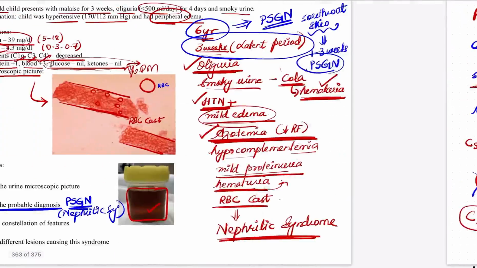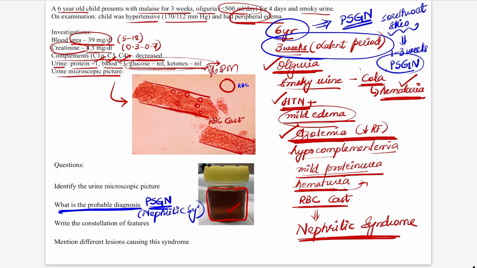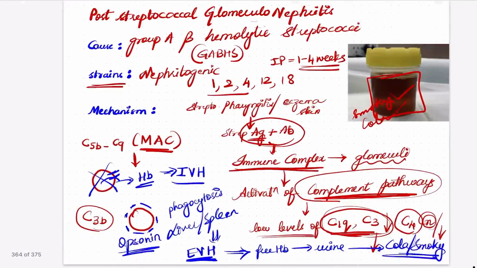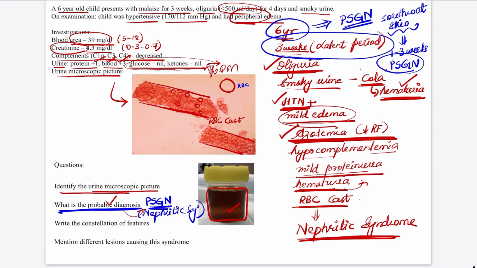And let us solve the other questions. So we have completed the probable diagnosis and gone in depth about PSGN. Coming to the other question, identify the urine microscopic picture. In this given question, it is an RBC cast. I'll explain why.